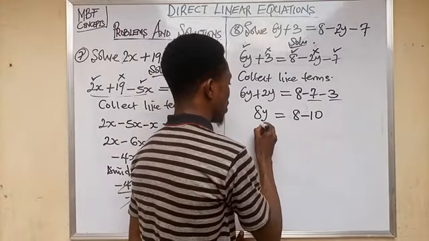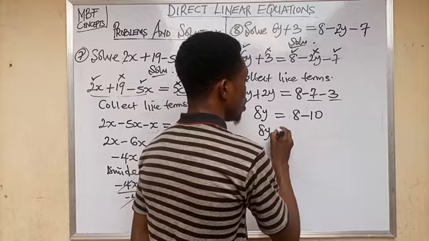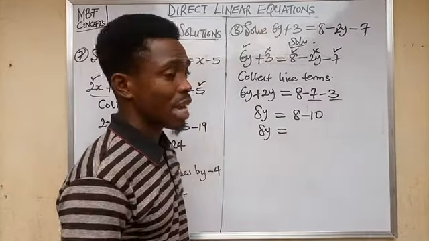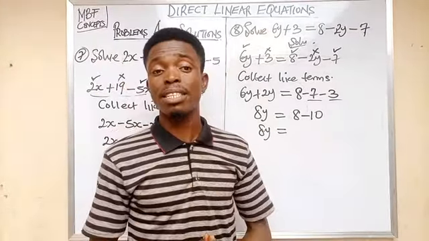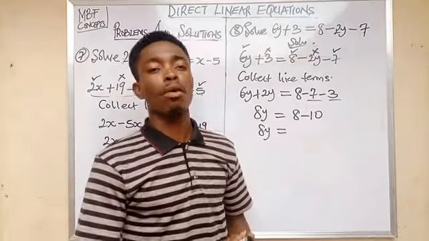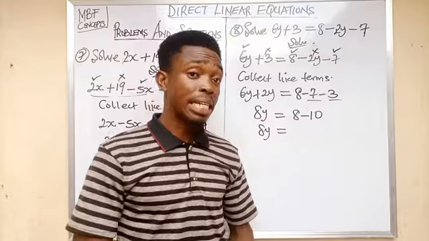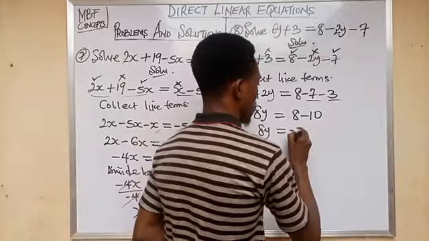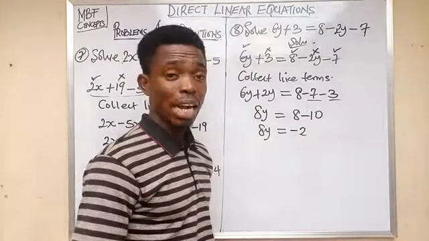The next thing is that we are going to have 8y is equal to now 8 minus 10, guys. We are going to have minus 2 because I have explained countless times that anytime you remove a bigger number from a smaller number, the outcome is negative. So we are going to have minus 2, and this is what your calculator can simply do for you.